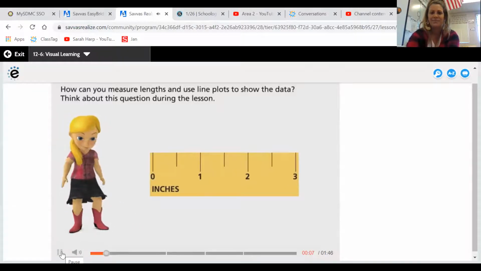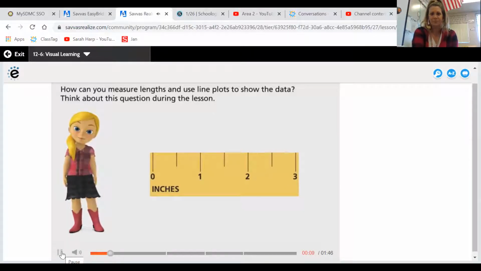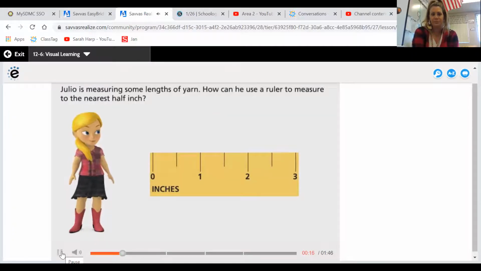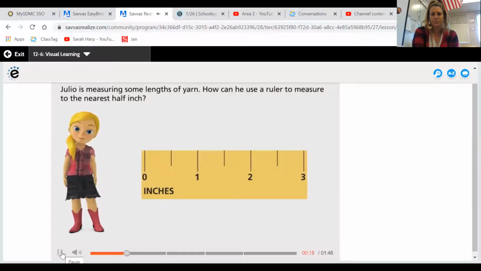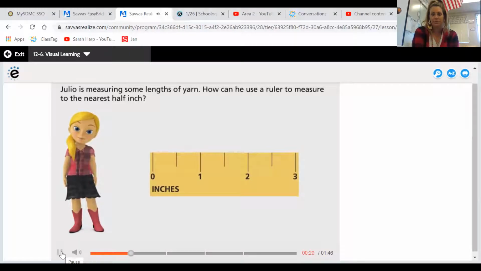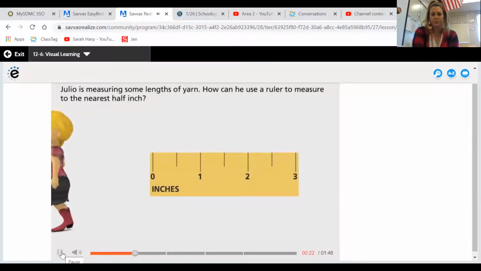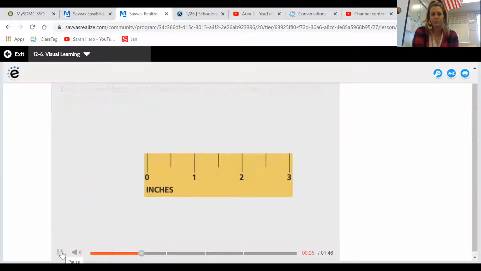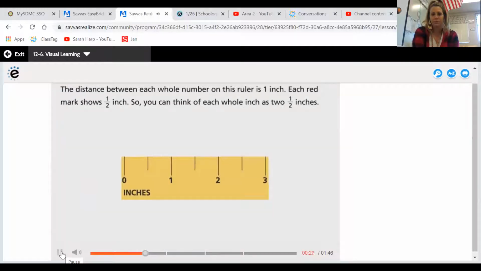How can you measure lengths and use line plots to show the data? Think about this question during the lesson. Julio is measuring some lengths of yarn. How can he use a ruler to measure to the nearest ½ inch? The distance between each whole number on this ruler is 1 inch. Each red mark shows 1/2 inch. So you can think of each whole inch as 2 1/2 inches.